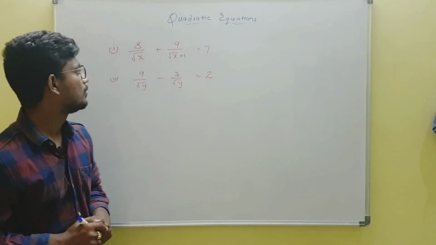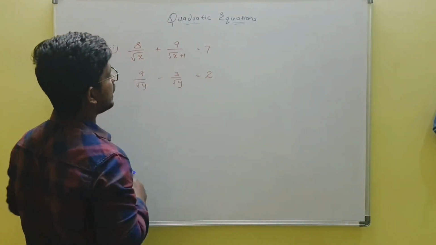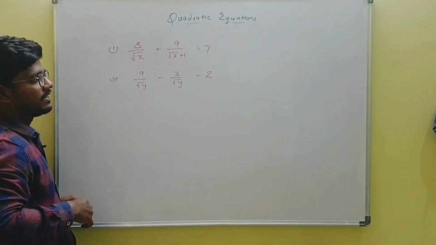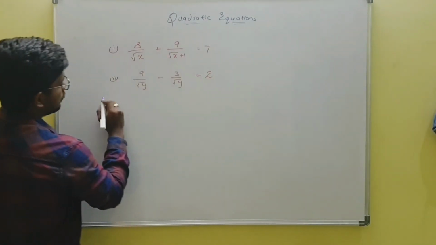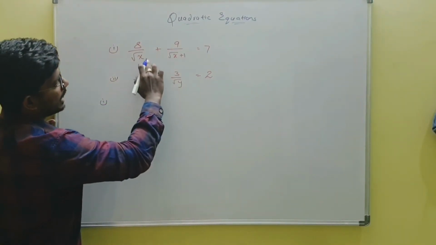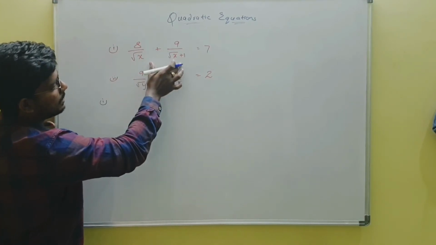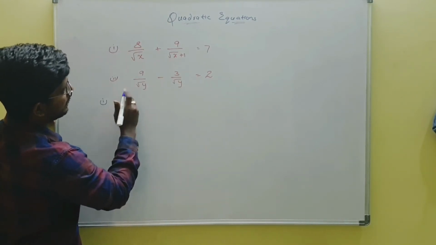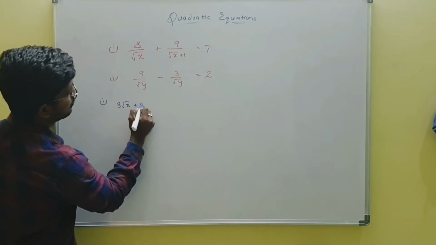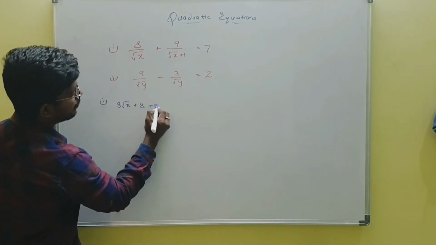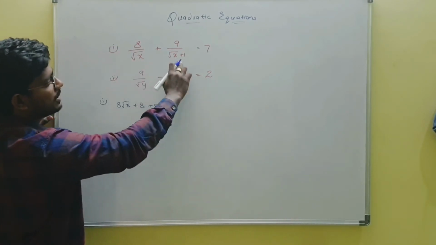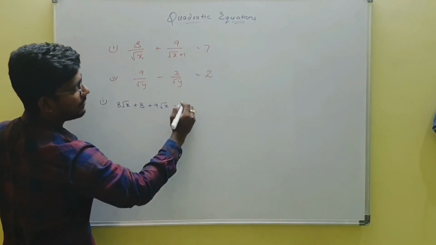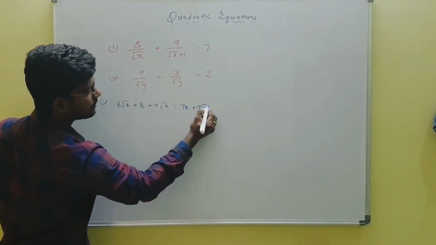Coming to the second example, the equations are 8 by root x plus 9 by root x plus 1 is equal to 7, and the second equation is 9 by root y minus 3 by root y is equal to 2. Solving the first equation, we get 8 by root x plus 9 by root x plus 1. Taking the LCM, I multiply 8 with root x plus 1 and get 8 root x plus 8. Multiplying 9 with root x, I get 9 root x. Root x into root x plus 1 is x plus root x. Multiplying x plus root x with 7, I get 7x plus 7 root x.